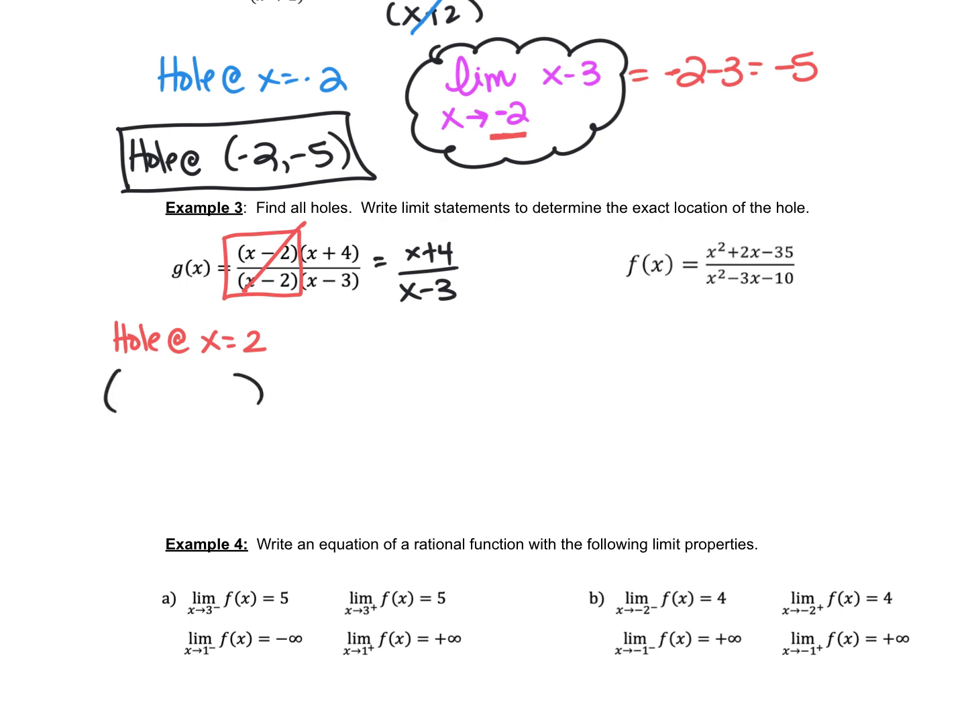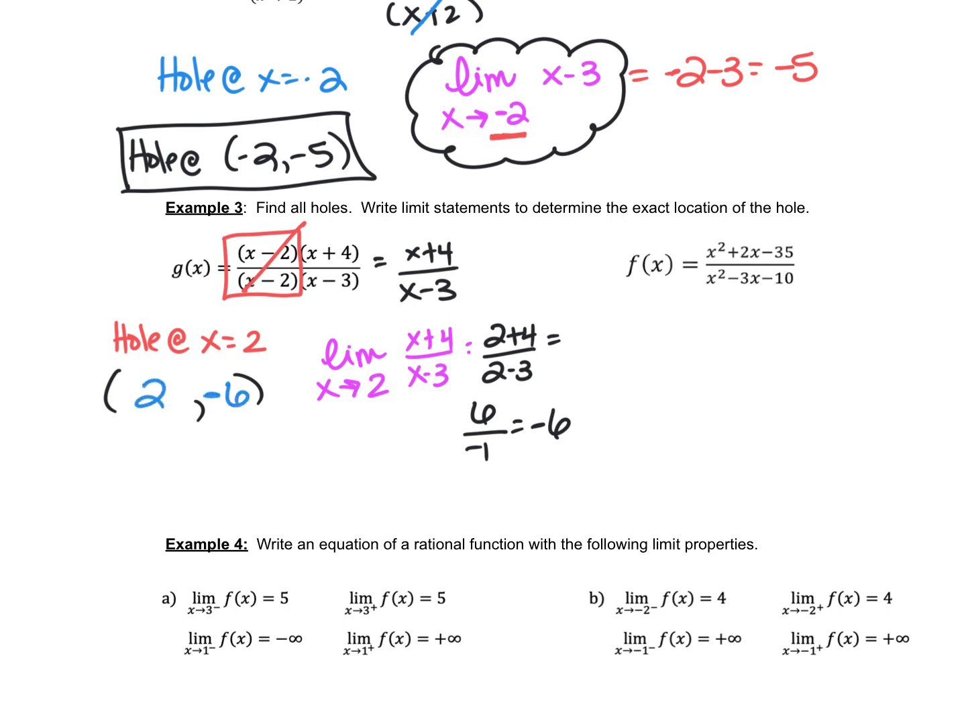And so to get the ordered pair for my hole, we're going to use a limit statement. We're going to take the limit as x approaches that number where the hole is, which is 2, of x plus 4 over x minus 3. Well, we're just going to plug it in. Once we plug in, we can drop the limit. So 2 plus 4 over 2 minus 3 gives me 6 over negative 1, or negative 6. So my ordered pair is 2, comma, negative 6 for my hole. All right, pause the video. You try the second one.